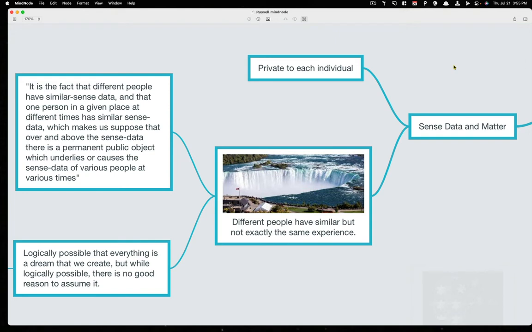Now, I want to be very clear, even though this is the case, and even though intuitively this works for us, that these are intuitions, that there is something there. I mean, normally most of us go through our lives with the assumption that we're experiencing an objective reality out there, something independent of ourselves. It is logically possible that everything is a dream that we create. And while it's logically possible, Russell notes, there's no good reason to assume it.